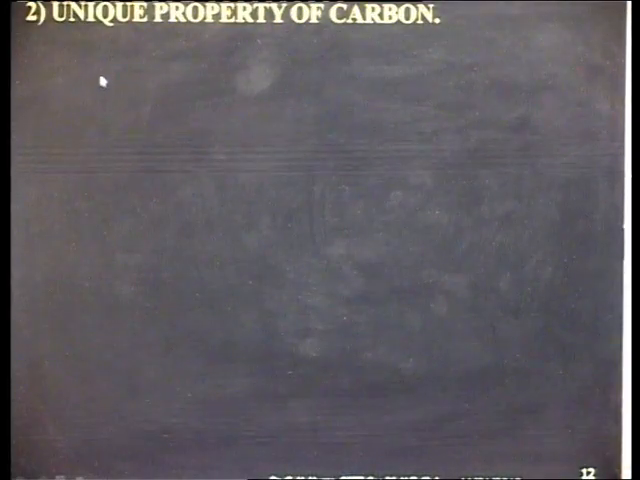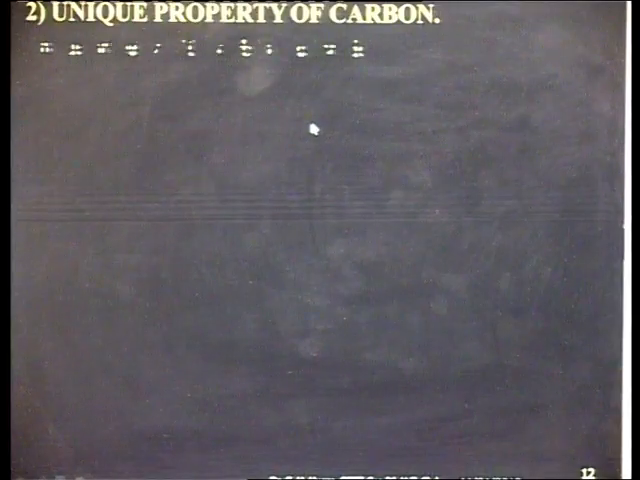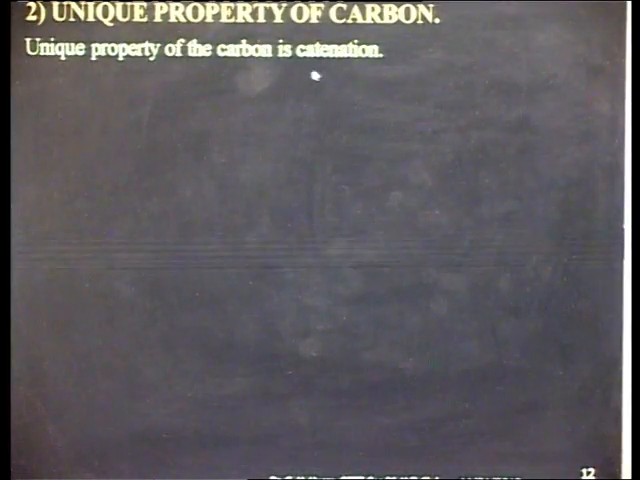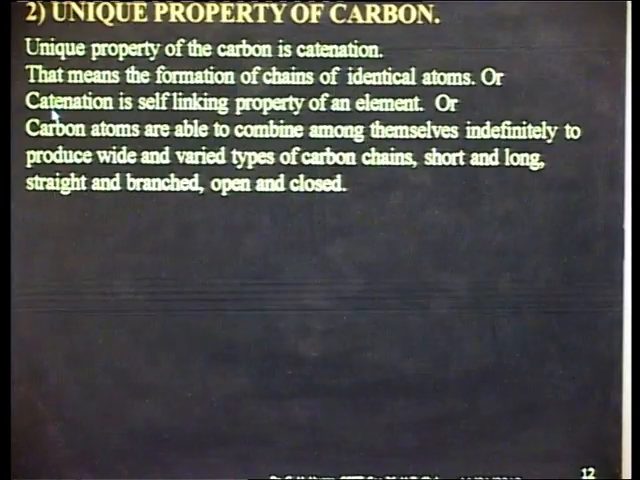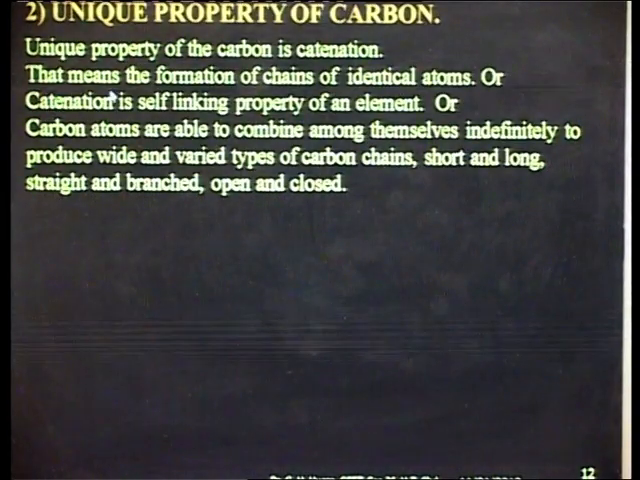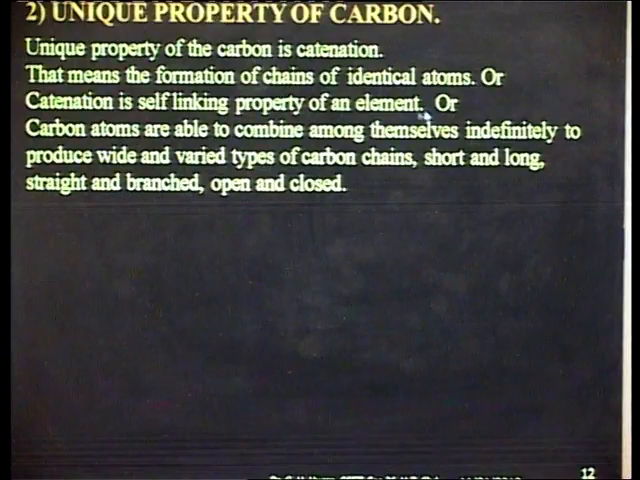So, this unique property of carbon is catenation. What do you mean by catenation? Catenation means the formation of chains of identical atoms, or catenation is the self-linking property of an element.